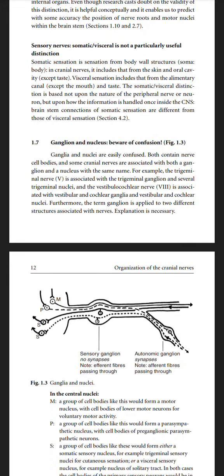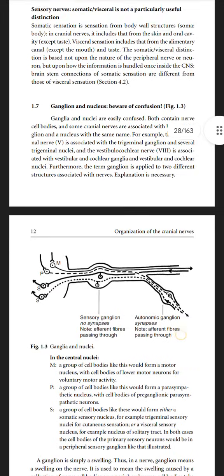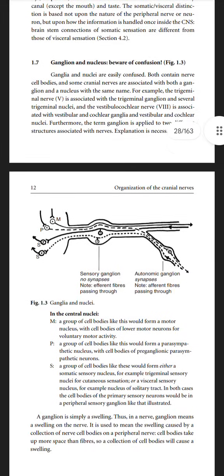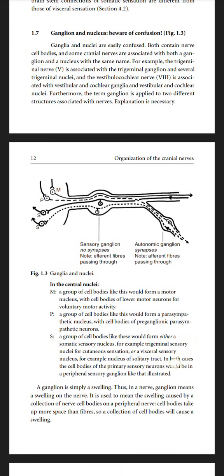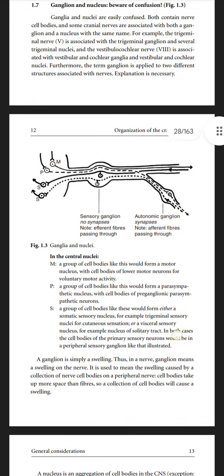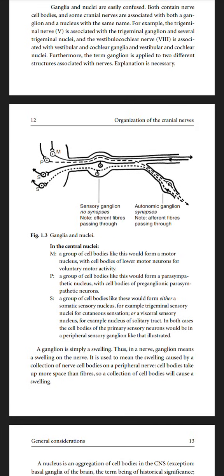Ganglion and nucleus: beware of confusion. Ganglia and nuclei are easily confused. Both contain nerve cell bodies, and some cranial nerves are associated with ganglia and nuclei with the same name. For example, the trigeminal nerve is associated with the trigeminal ganglion and several trigeminal nuclei. The vestibulocochlear nerve is associated with the vestibular and cochlear ganglia and vestibular and cochlear nuclei. Furthermore, the term ganglion is applied to two different structures associated with the nerve. Explanation is necessary.